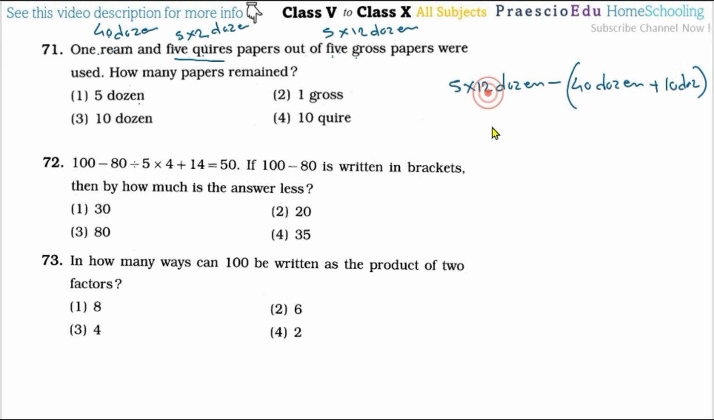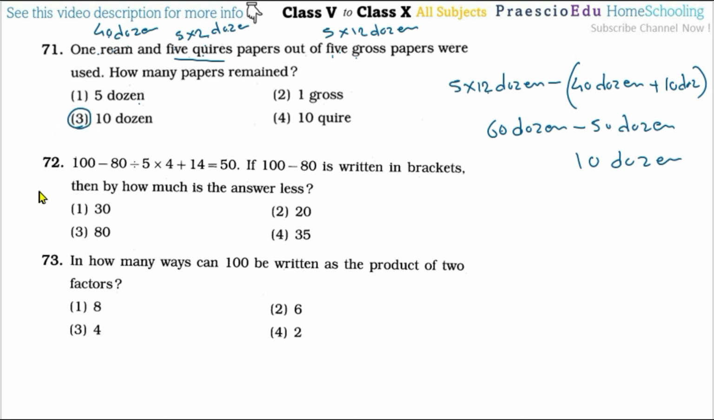So now 5 12s are 60 dozen, minus 40 plus 10, that is 50 dozen. So 60 minus 50 means 10 dozen. So 10 dozen is given in option number 3.